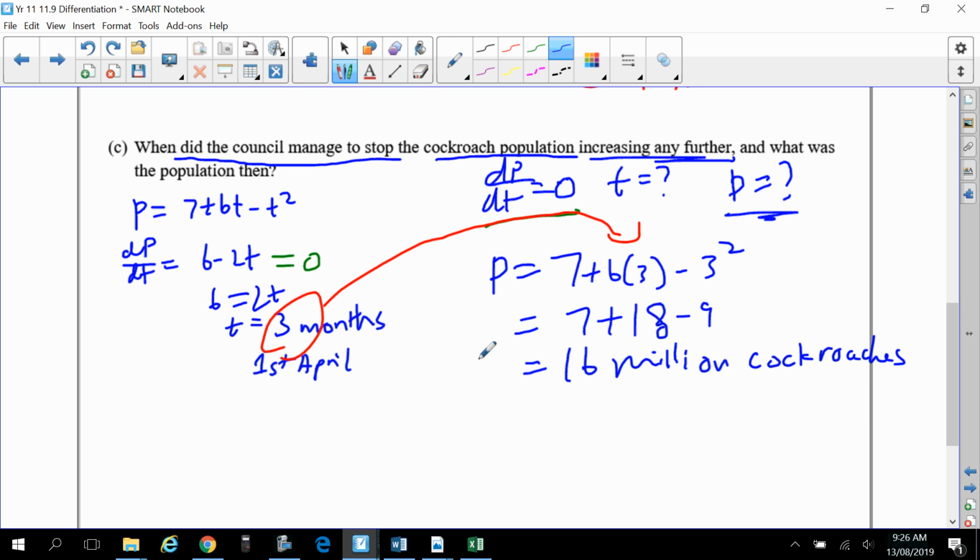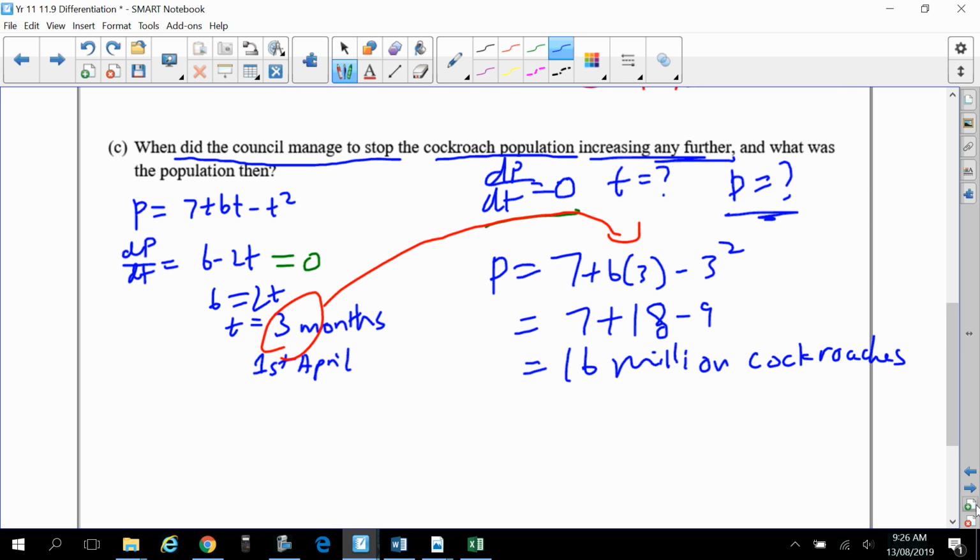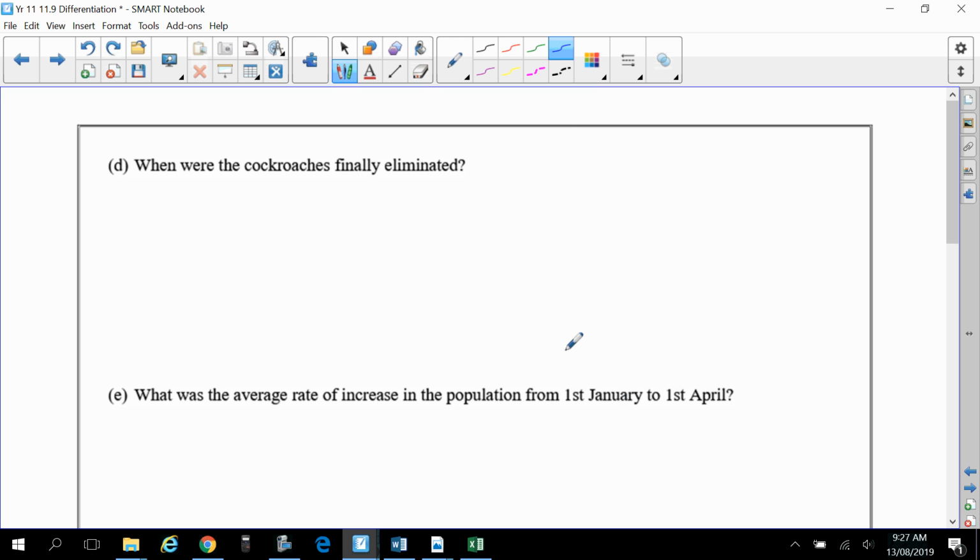Okay, that's all we have to answer. Oh, we've got so much space. Next page. Okay, now it's going to get exciting. We're going to eliminate the cockroach. Where would the cockroach finally be eliminated? Is that a question about P or dP/dt? P. And what's the value of P? 0. Eliminate it. Yes. Let's get rid of cockroaches.